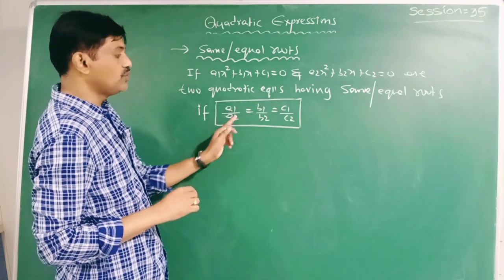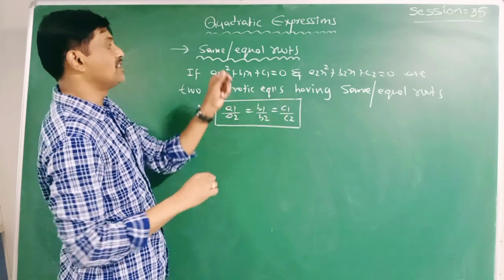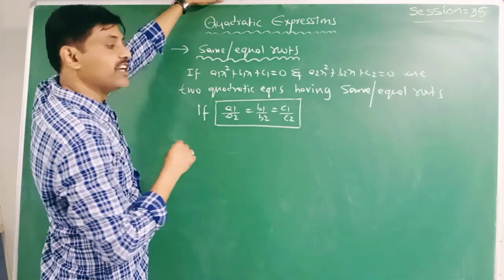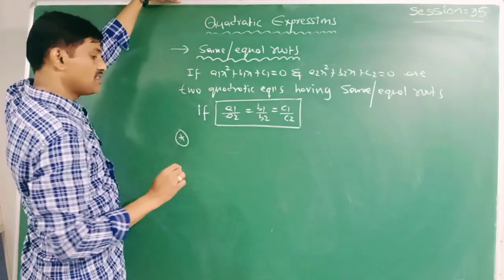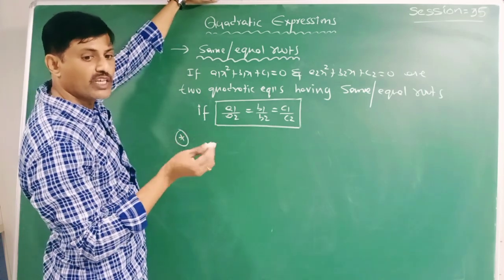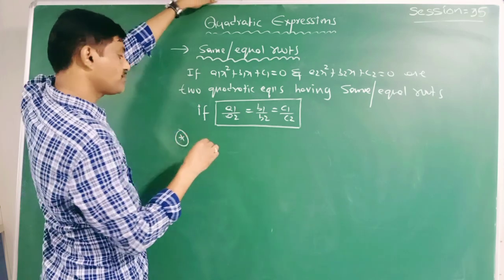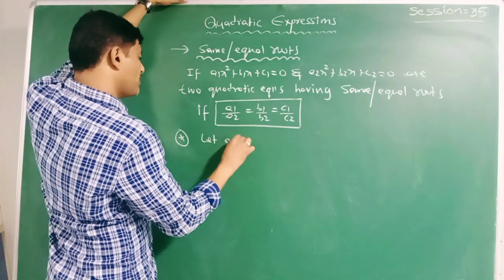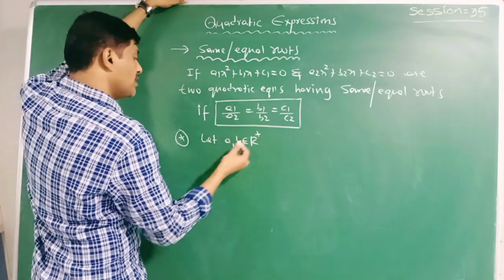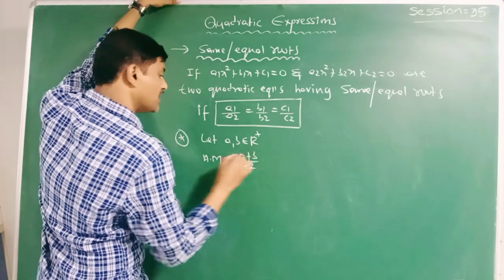If a1 by a2 is equal to what? b1 by b2 is equal to what? c1 by c2. Now this is the condition for same or equal roots of quadratic equations. Okay. Now we have to know roots in AP, roots in GP, roots in HP. What is arithmetic mean, geometric mean, and harmonic mean? Let a, b belong to R plus, two positive numbers. Arithmetic mean of two numbers, AM, is always (a plus b) by 2.